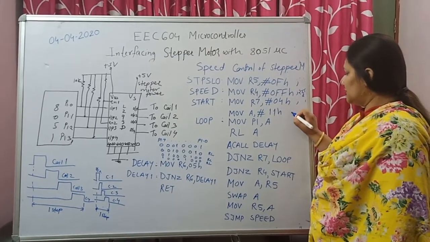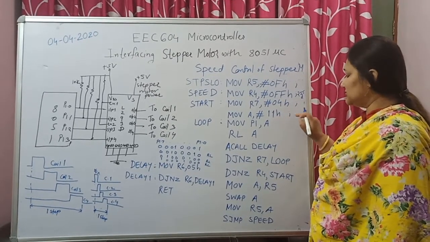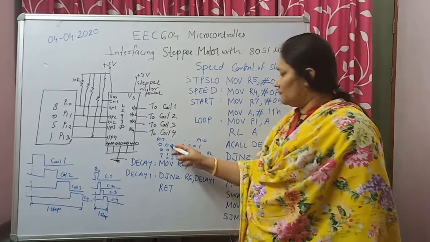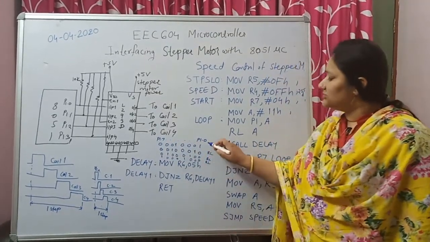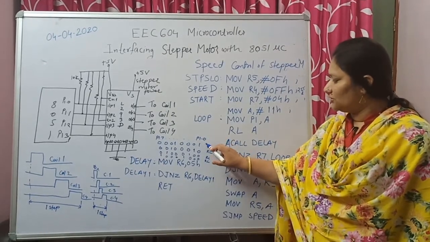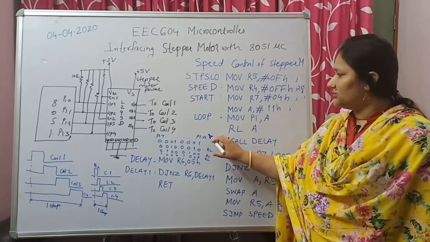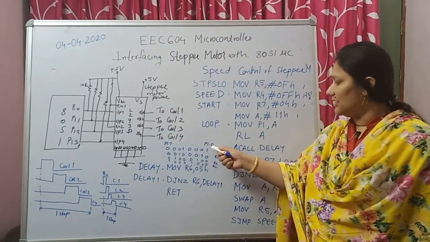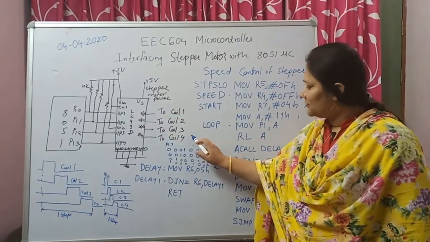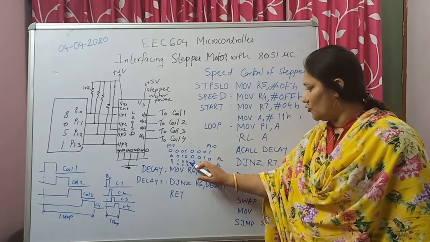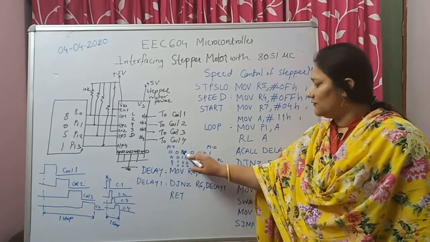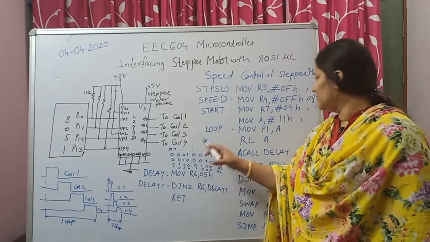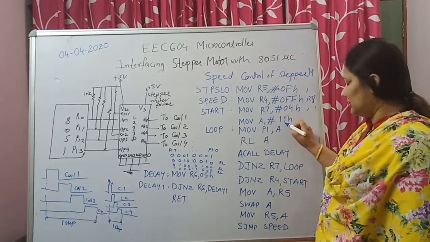I explained last time why we are not taking 01. If I put 01 over here, 01 means port 1.0 is getting 1, and port 1.0 is connected to coil 1. So coil 1 is getting energized. But as we are not using these upper pins of the port, whatever status we give over there doesn't make any difference to our program. So we have taken 11 hex.